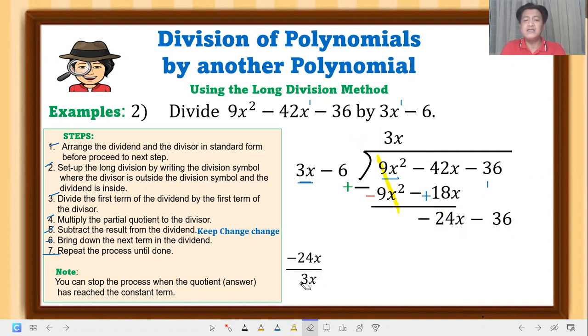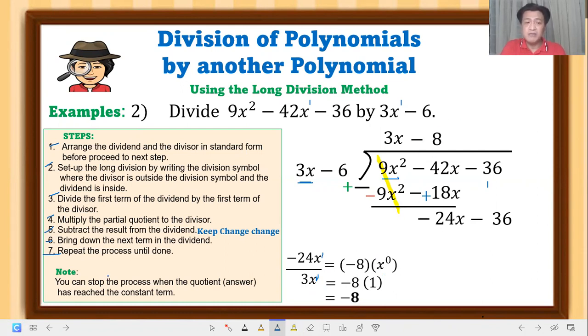So negative 24x divided by 3x, that will become negative 8 times x raised to 0. Diba? Bakit siya naging 0? Kasi nga, 1 minus 1, yung exponent dyan is 0 na yan. Remember, sa third condition natin, same kasi sila. And what is the value of x raised to 0? That is 1. Kaya 1 times negative 8, that is negative 8. Kaya eto ngayon yung ating partial quotient.